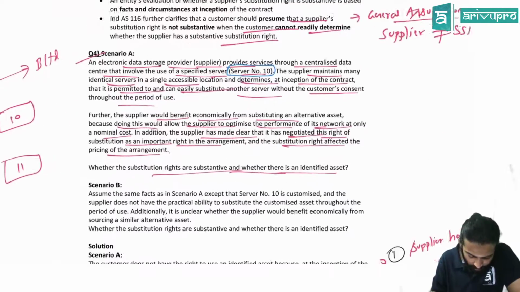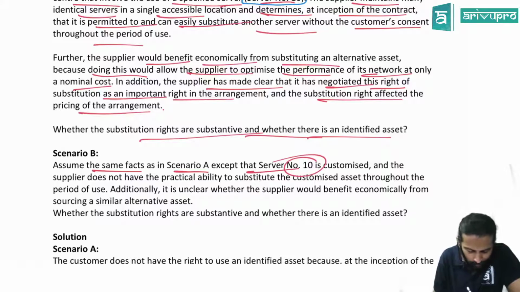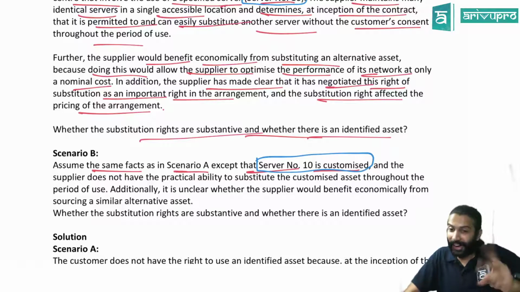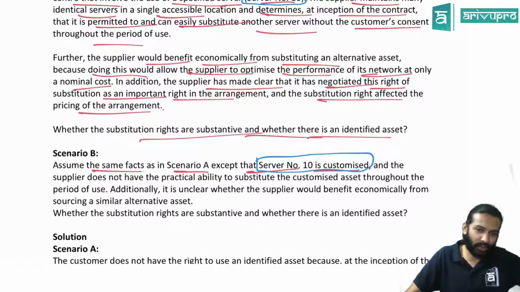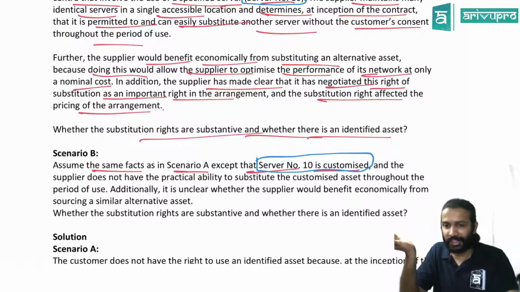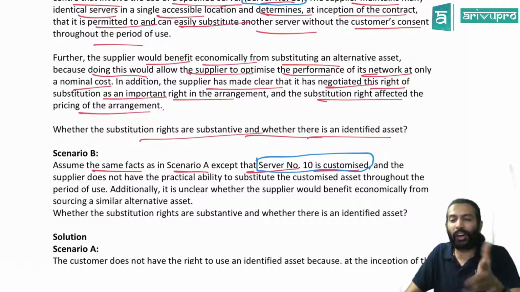Actually, in fact, this has a second scenario also. Maybe we'll read that. Assume the same facts as in scenario A, except server number 10 is customized. Because it is customized, so it will be identified. If it is customized, the supplier may not have the practical ability to substitute. If you have customized for one customer, the other customer may not ask for the customized server only. He may ask for a general server. So practical ability to substitute may not be there.